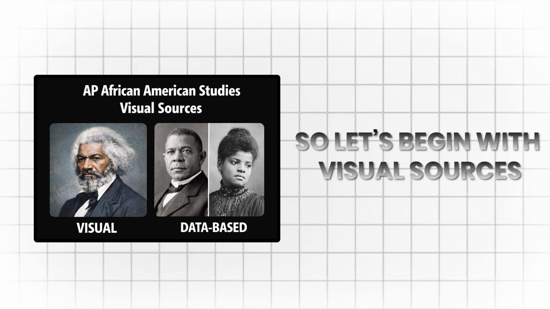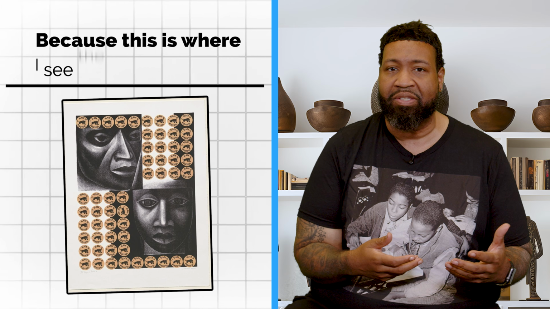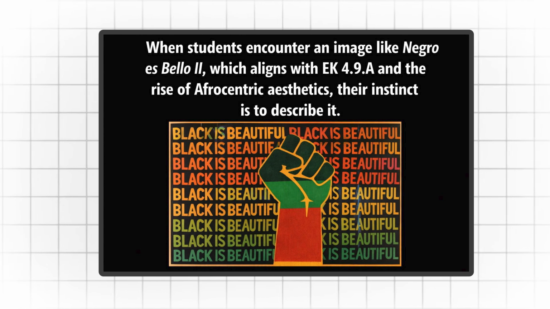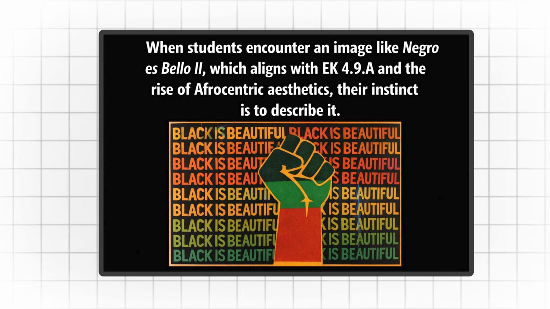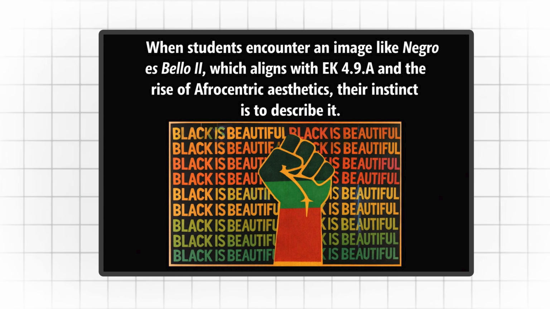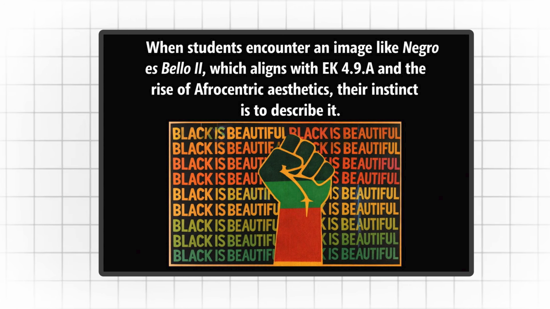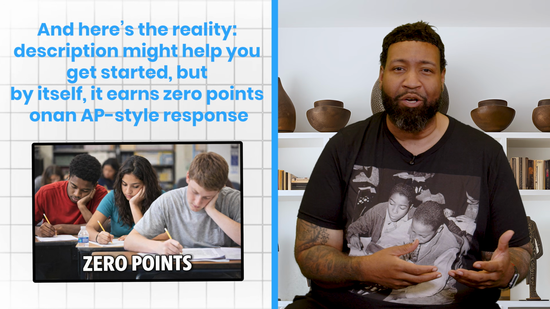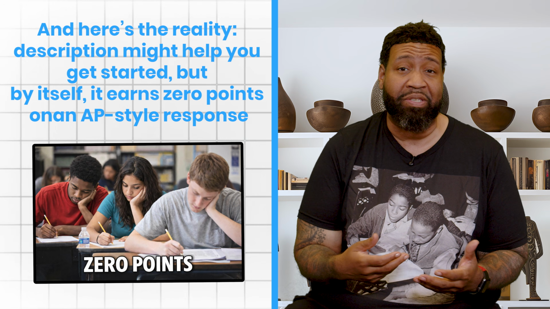So let's begin with the visual sources, because this is where I consistently see students lose points. When you encounter an image like Negro es Bello number 2, which connects to EK 4.9 and the rise of Afrocentric aesthetics and Black identity movements, the instinct is to describe what you see. And while that might feel like a safe starting point, description by itself earns 0 points on an AP-style response.